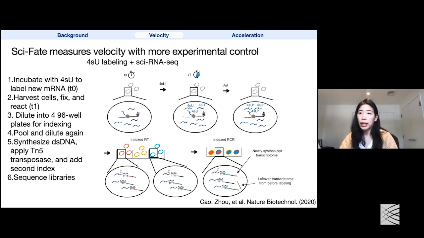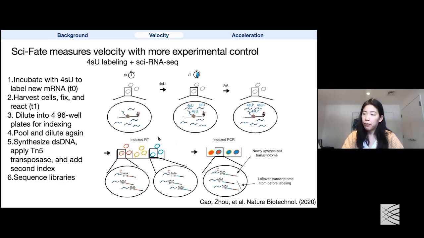So like before, these cells are incubated with 4SU to label this newly transcribed mRNA. And an important step that they do is when you're harvesting your cells at T1, you fix them. And that way you can perform this chemical treatment in bulk rather than having to have your cells sorted and then extracting the RNA individually and then performing this kind of chemical modification. And then you can dilute them into these 96-well plates, index one side, and then pool the cells again, and then randomly sort into a new 96-well plate for the other index.